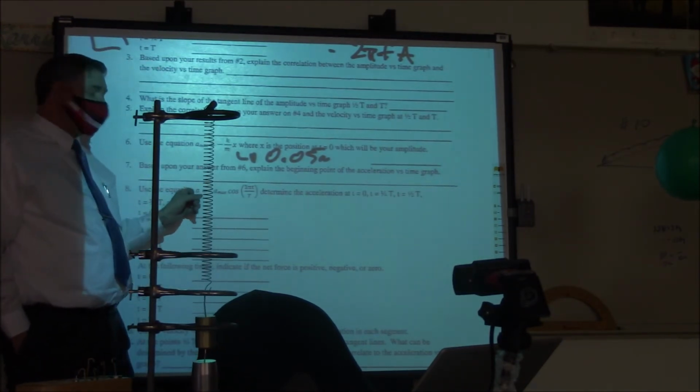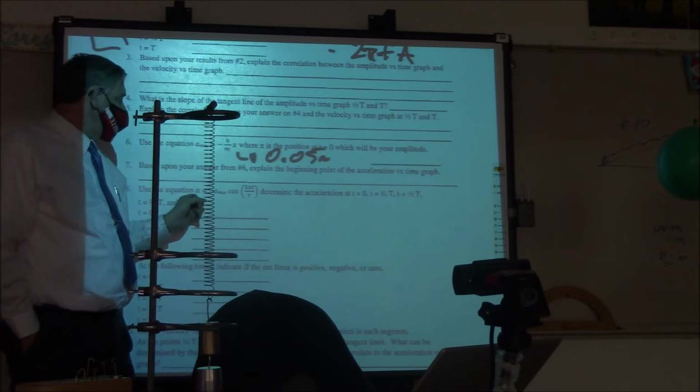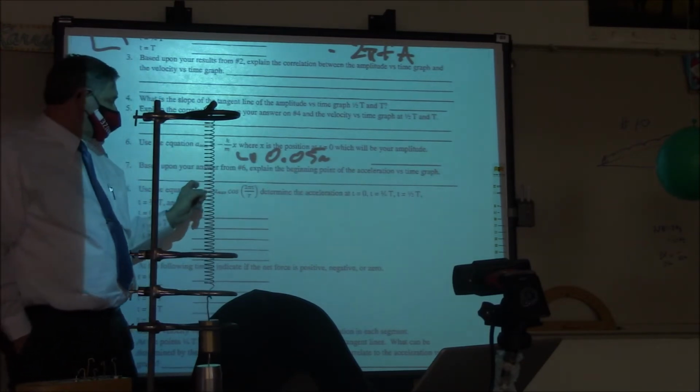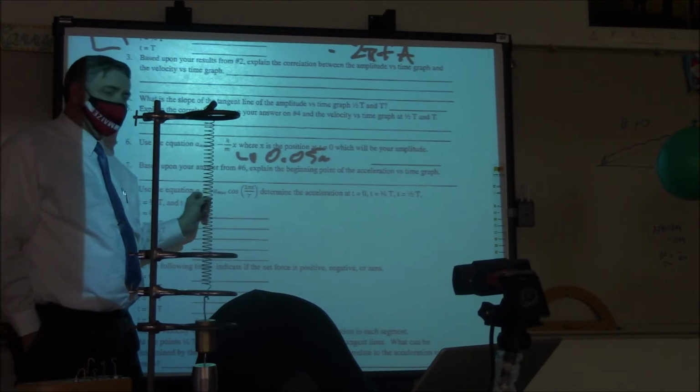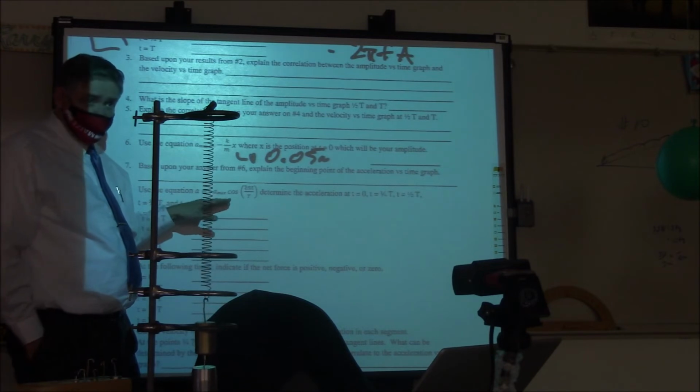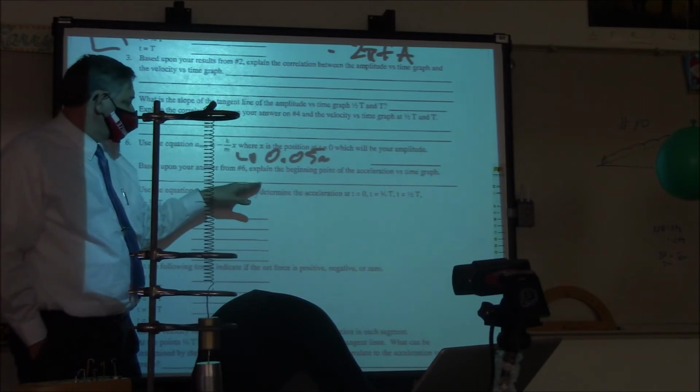So then, once you get this number, you're going to plug it into this equation. This is going to get you your actual acceleration. Now, don't make this a negative of a negative. This is just negative A max. Don't make it a negative of a negative, that would just get weird. So just take that maximum acceleration times cosine 2 pi t over t.